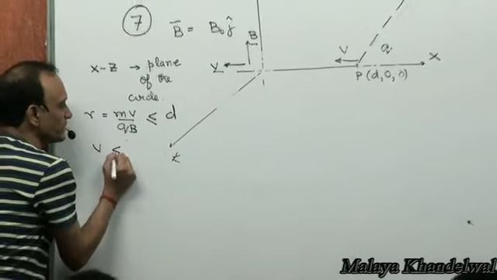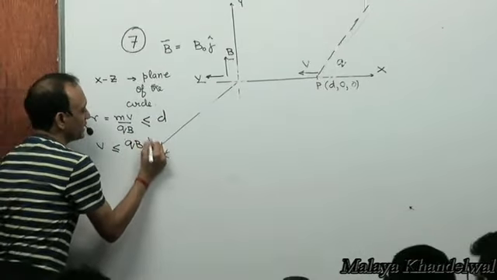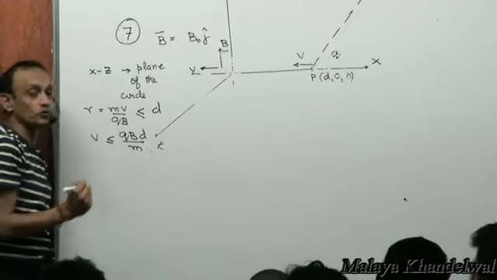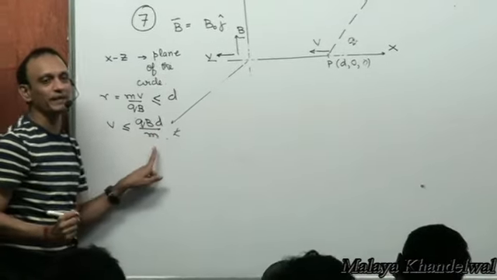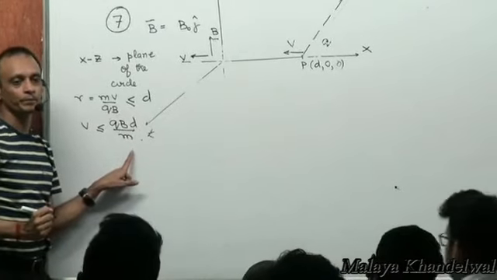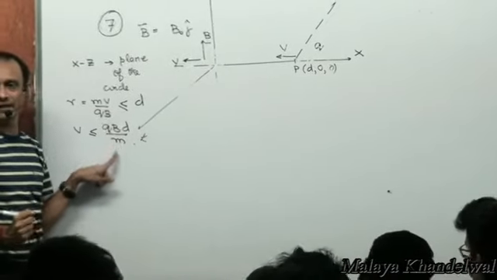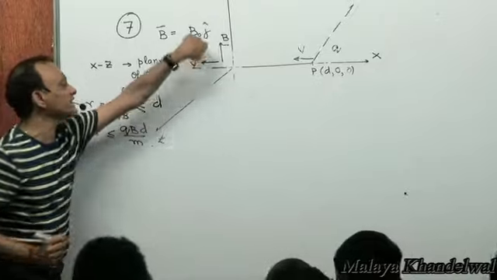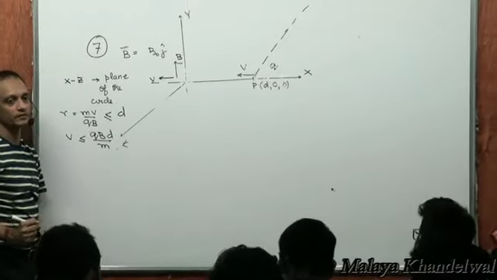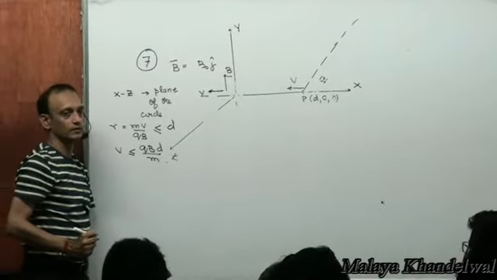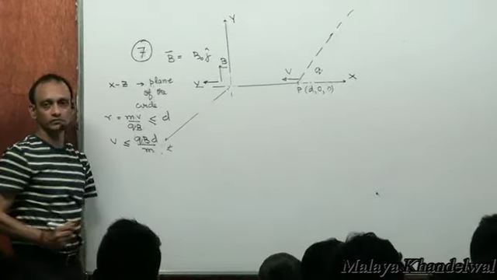That means V has to be less than or equal to QBD by M. QBD by M. So what's the maximum V? QBD by M is the maximum V, so that it doesn't hit the YZ plane. Clear?